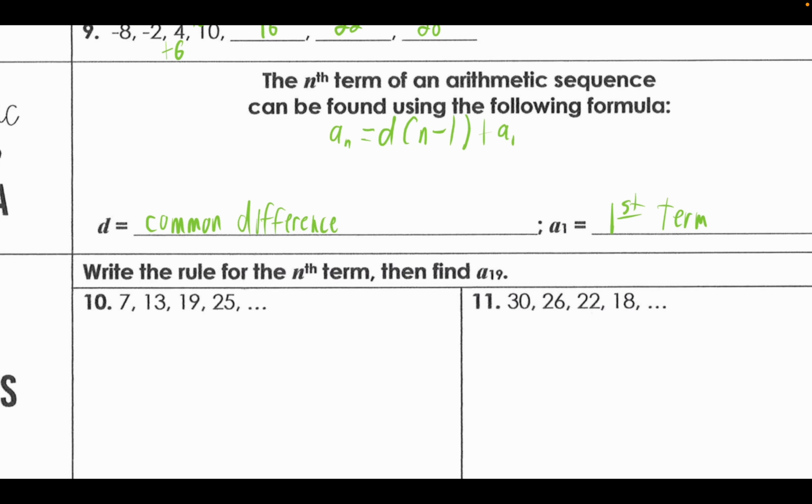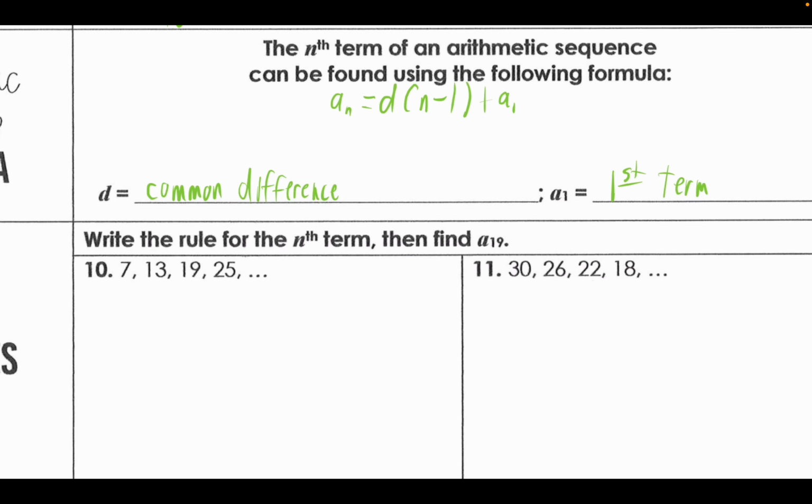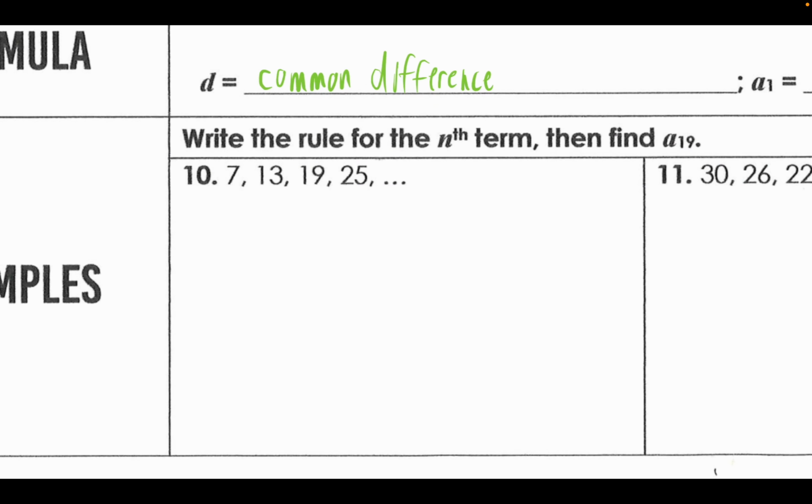So here we're supposed to write the rule for the nth term for each of these following examples, and then find a sub 19, find the value of the 19th term. So on number 7, we need to find our common difference. Well, these are continually increasing by 6, so d is 6. And we also need to know the first term, and the value of the first term is 7. It's the first one we see.